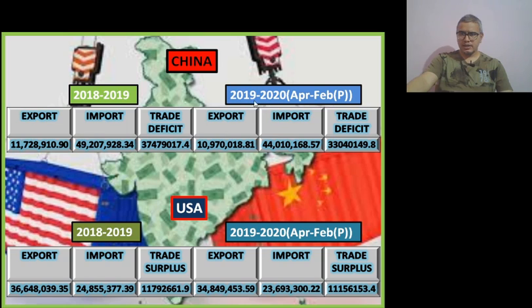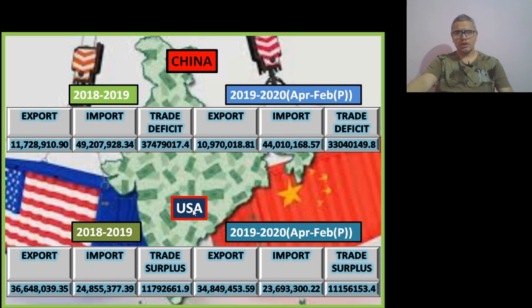Okay, and in the year 2019-20, India exported almost 1.1 lakh crore worth of goods to China and imported 4.4 lakh crore worth of goods from China. So the trade deficit here is 3.3 lakh crore. As we compare it with the previous year 2018-19, then obviously the trade deficit has been reduced. But remember, here we are taking only 11 months data, and there it is a complete 12 months data. So here March is missing because the recent data is not available till now.